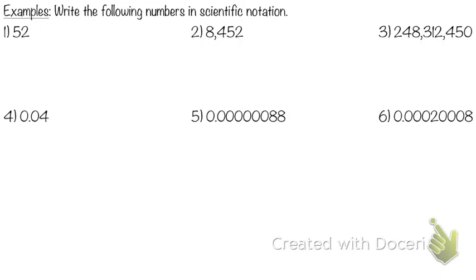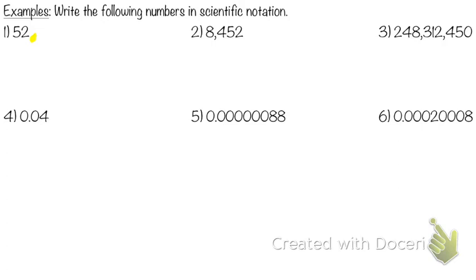Alrighty. So, write the following numbers in scientific notation, okay? Well, if we look at number 1 here, 52. Where's the decimal at in 52? It's at the end, right? It's after the 2. My goodness, I'm dropping everything today. Hot mess. Appreciate the understanding. So, it's after the 2 right now. Where do we want the decimal to be if we're going to have this number in scientific notation?